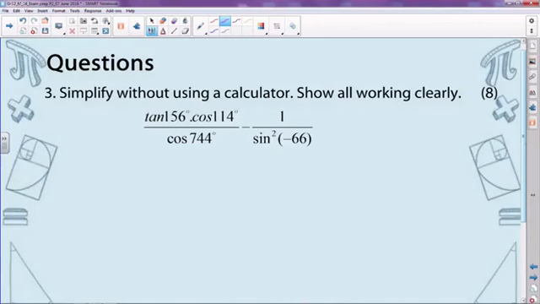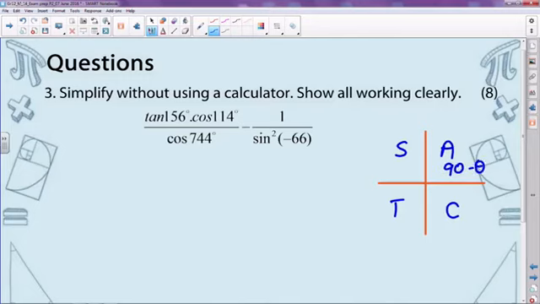All right, so in the first part of your fraction here, you've got tan of 156 degrees times cos 114 over cos 744. And then we've got minus 1 over sine squared, negative 66. It's always a good idea just to draw up a little cos diagram for yourselves, just to remind yourselves where each of your angles sit on your quadrants, first, second, third, or fourth, okay? So when you reduce them, where do they sit? So a reminder that in your first quadrant, we're looking at angles that are 90 minus.